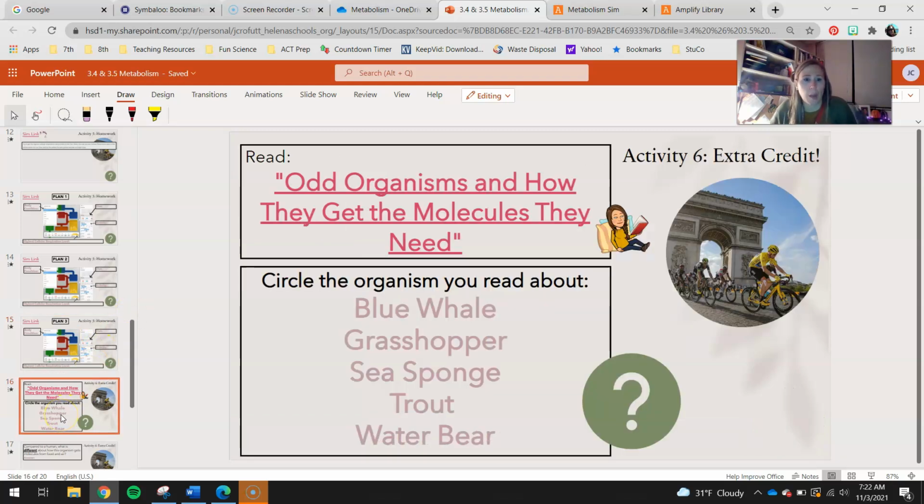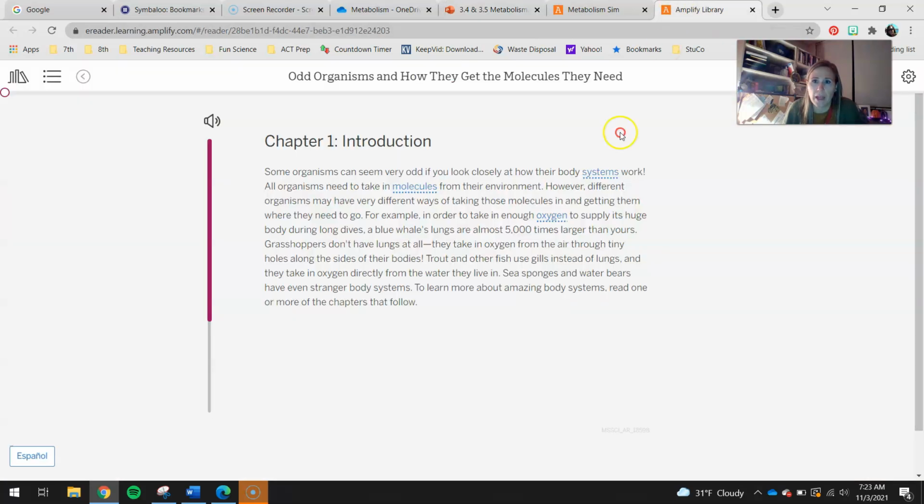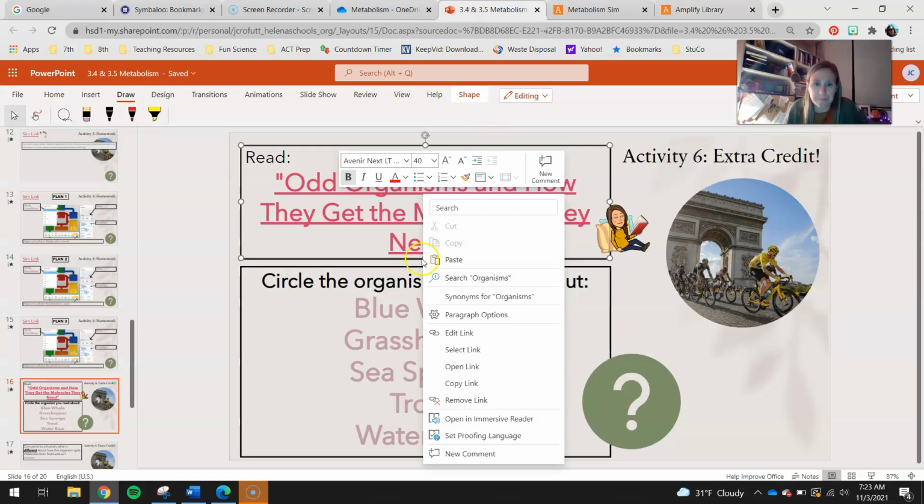However, there is an extra credit opportunity for you guys, and you can turn this into as much of an extra credit opportunity as you want. So there are 5 different articles for you to read about odd organisms and how they get the molecules they need. So your article is right here. If you open that up, it's going to take you into the amplifier library. This is just the introduction, so if you want to get to the articles, there you go, right there. So there's 5 other animals that you can read about there.